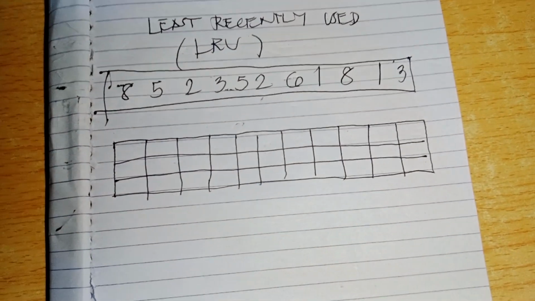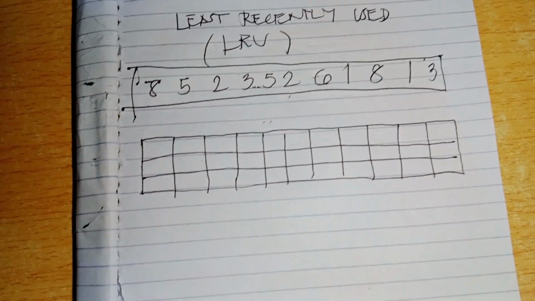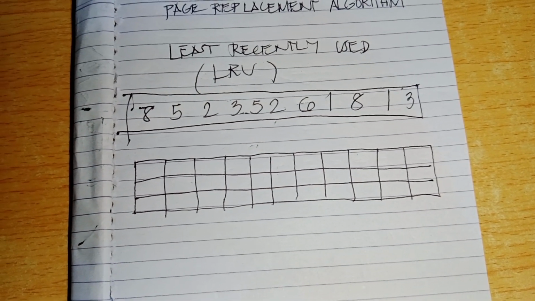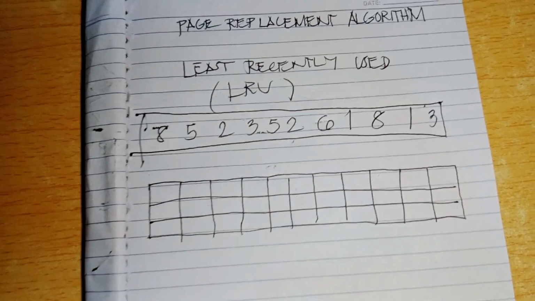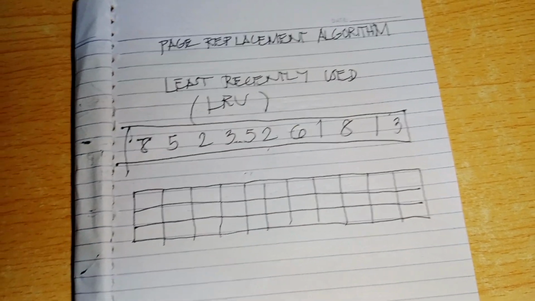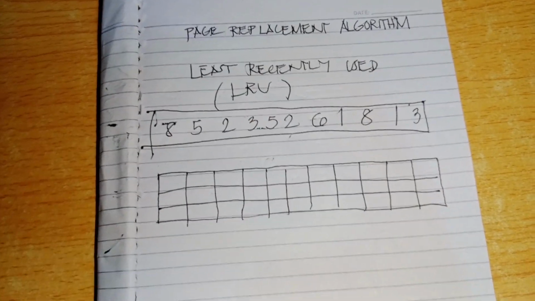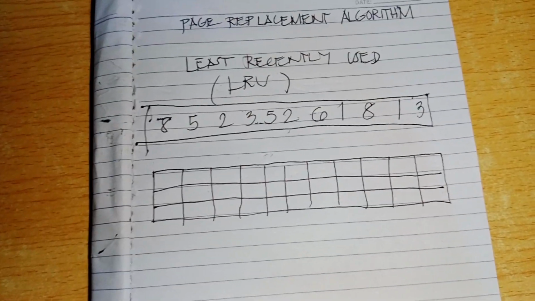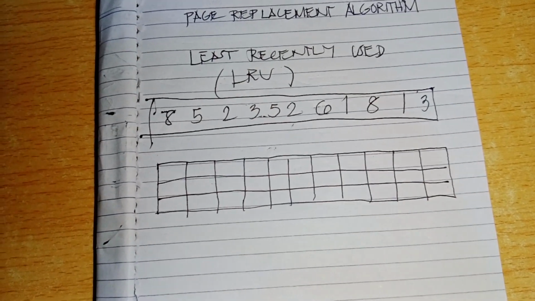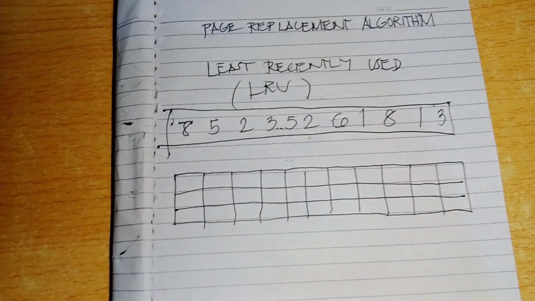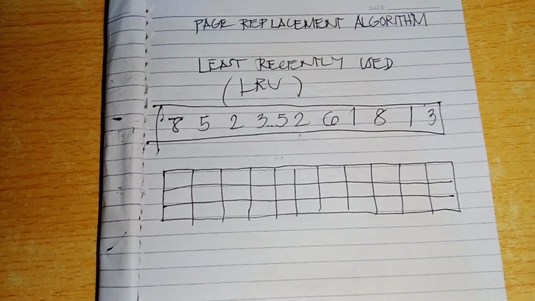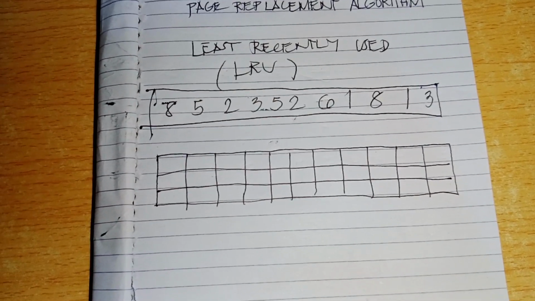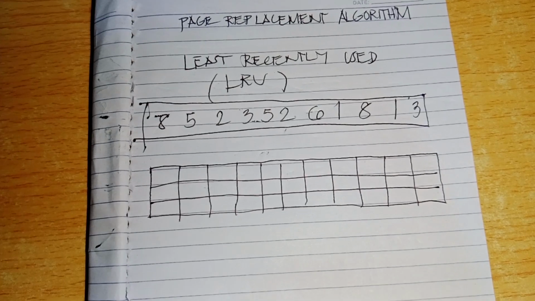It is a page replacement, a memory management technique which is used to decide which page to evict from memory when a new page needs to be loaded. And here's how it works. Basically, the concept of LRU assumes that pages used recently will be used again soon, and pages that have not been used for the longest time are least likely to be needed.